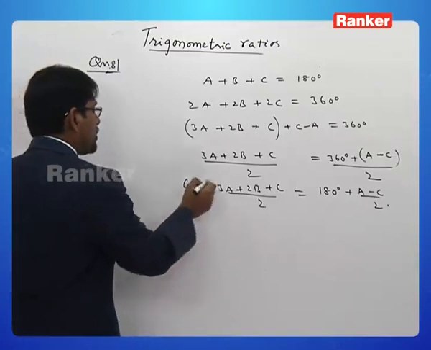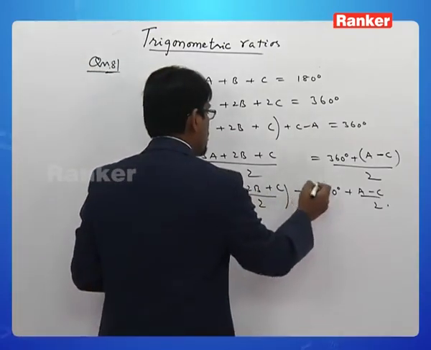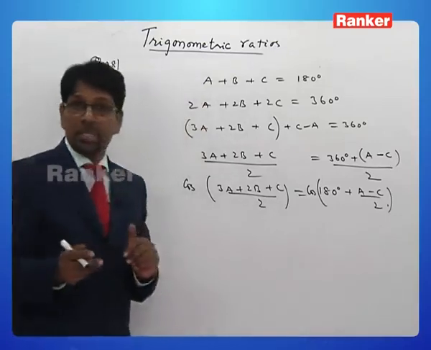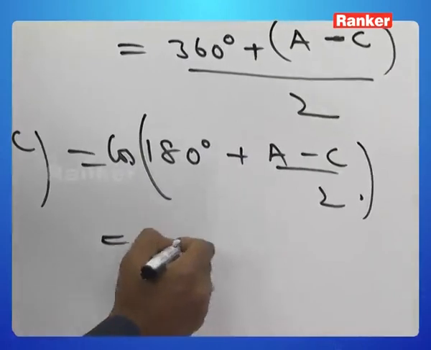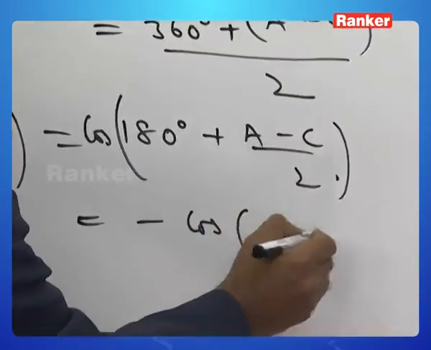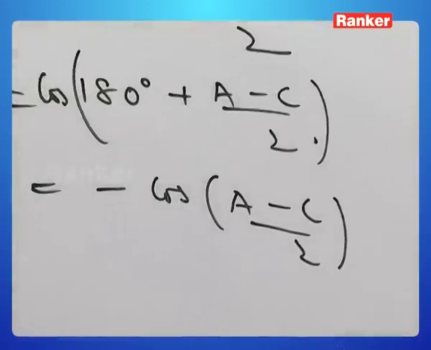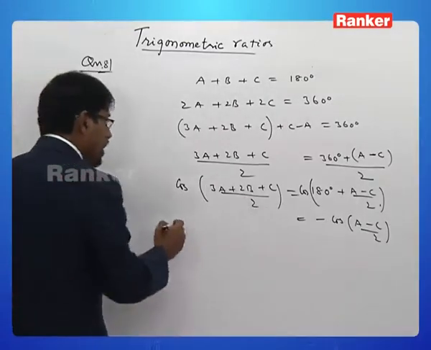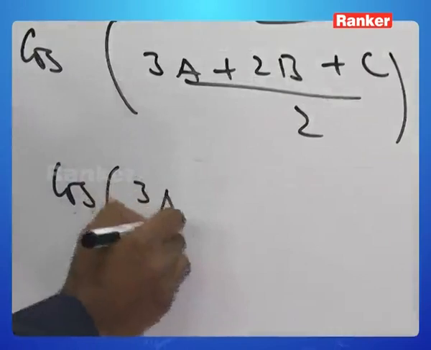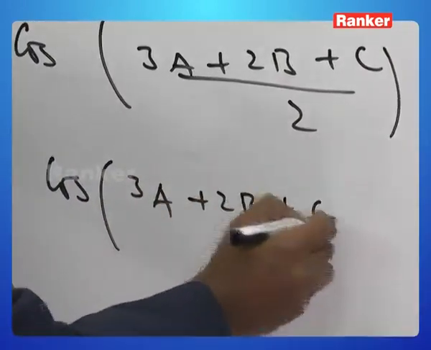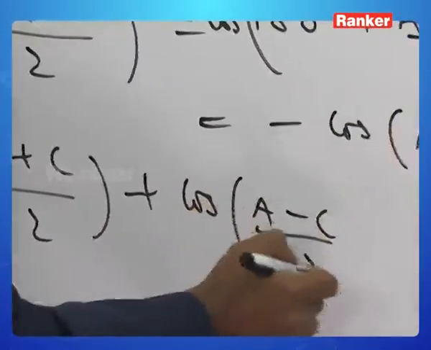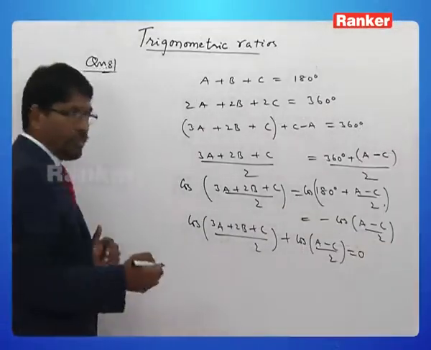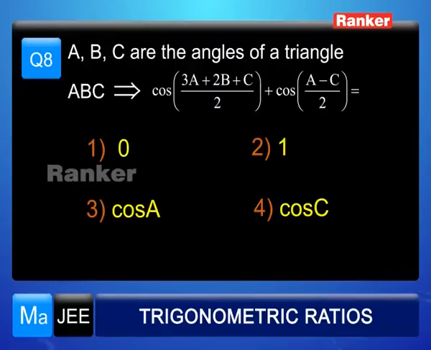Now the cos of it will be cos of this. And what is cos of (180 plus theta)? It is minus cos theta. So that comes out to be minus of cos of (A minus C) by 2. Now if I transpose it to this side, I will therefore get cos of (3A plus 2B plus C) by 2 plus cos of (A minus C) by 2 to be equal to 0. And therefore option 1 is the right option.